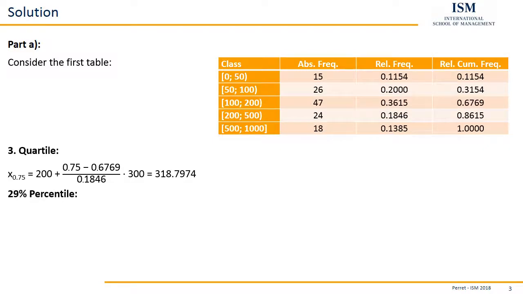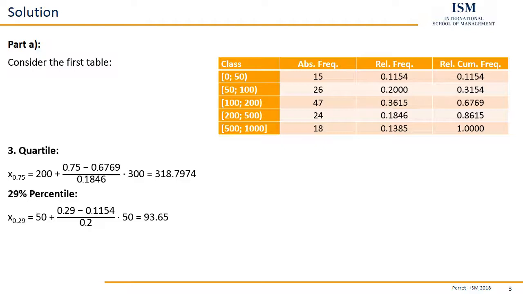And the second part, that's the 29th percentile. Here we work similarly. First off, we select the quantile or percentile class. We have to check which class is the first whose cumulated relative frequency becomes larger than 29%. That's obviously the second class from 50 to 100. So we start here as well with the lower bound of 50 plus the 29% minus the cumulated relative frequency of the class before this.